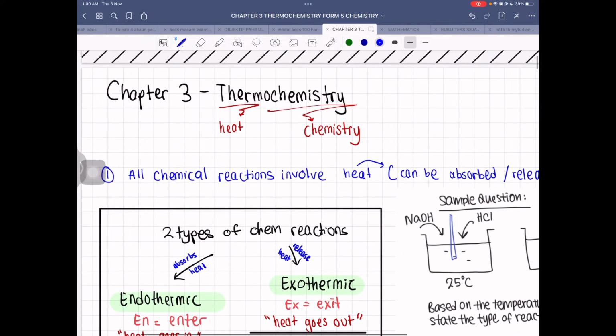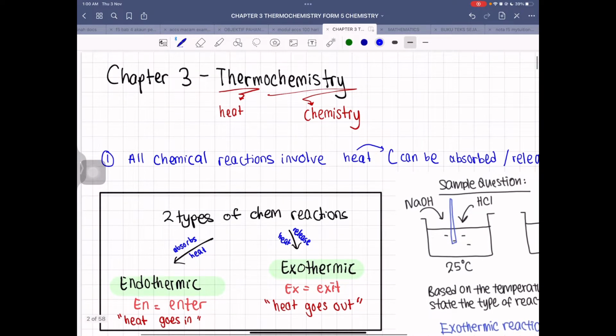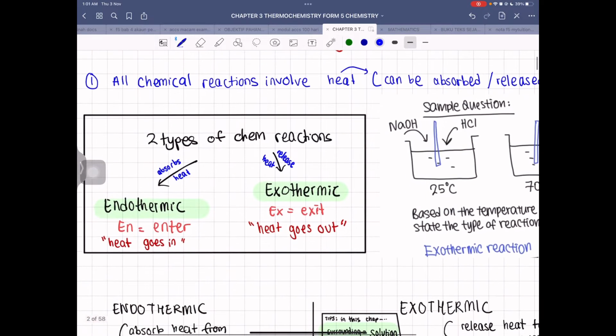So thermochemistry is heat. Chemistry is chemistry lah. Okay, so heat is a form of energy, so it's measured in joules. All chemical reactions involve heat, and heat can be absorbed or even released. There are two types of chemical reactions: endothermic and exothermic. So endo is like enter, whereas exo is exit, heat goes out.